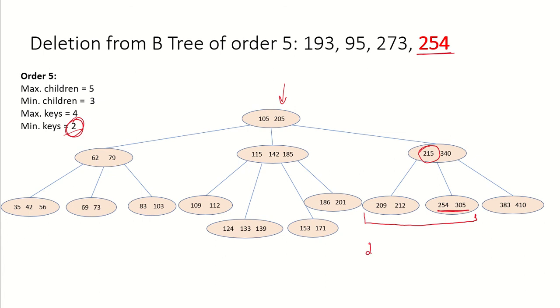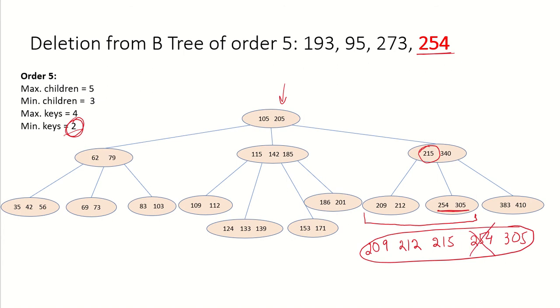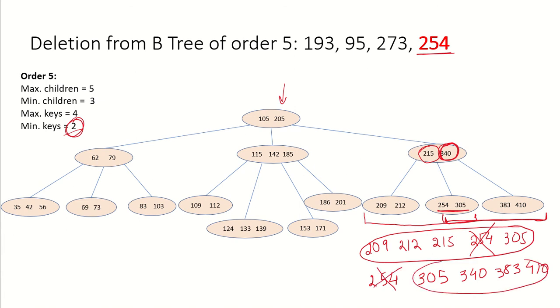So in this case we will have 209, 212, 215, 254 and 305. We can merge this and then delete 254. This is one way of handling it. The other way of handling it is to merge with its right sibling. And if we merge with its right sibling, then we will merge the intervening parent, which would be 340. In that case, the node would have 254, 305, 340, 383, 410. And then we delete 254, so we will be left with these values.